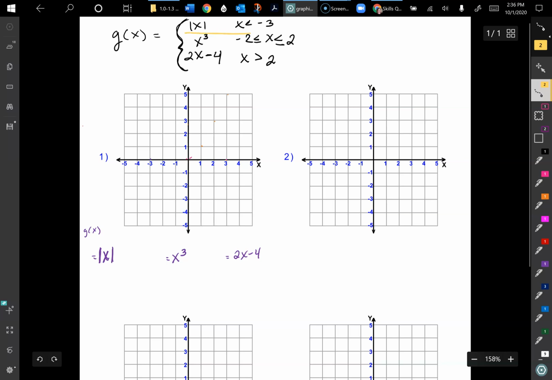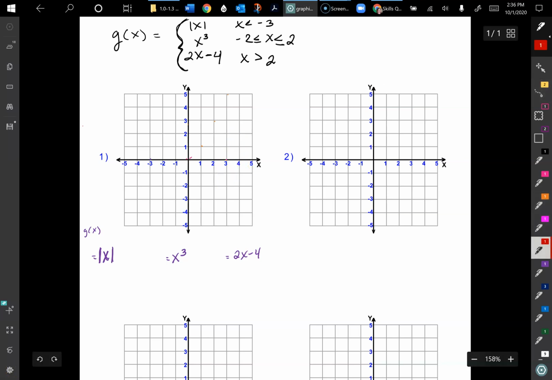So I have absolute value of x, but it's only in this domain x less than -3. X cubed is within the domain given as -2 less than or equal to x less than or equal to 2. So that's going to be in this section there. And then I end with 2x minus 4 for x is greater than 2.